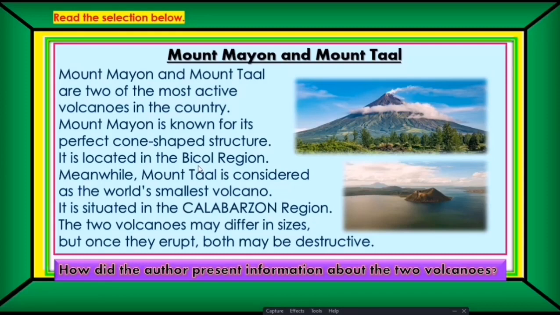But their sizes differ. Mount Mayon is bigger and is located in Bicol region, while Mount Taal is the smallest volcano and it is situated in Calabarzon region. Sa lugar pa lang, magkakaiba na sila. Pati sizes. Di ba? Ang pagkakatulad lang nila, pareho silang pumuputok. Pareho silang active volcanoes sa ating bansa. Naintindihan po? Very good, kids. Next.